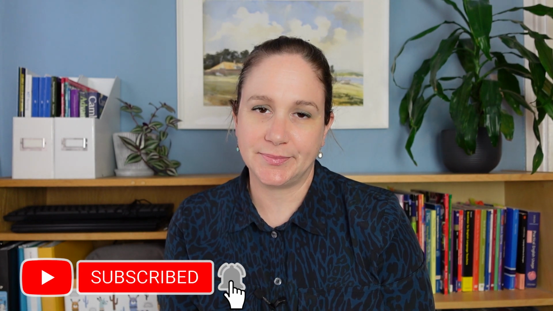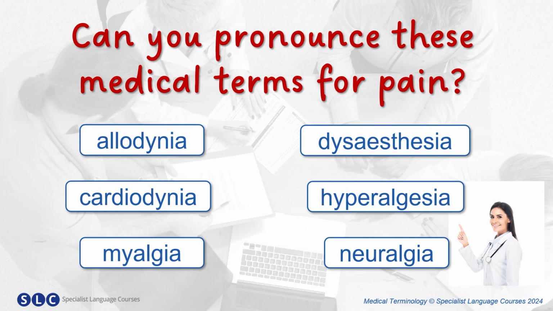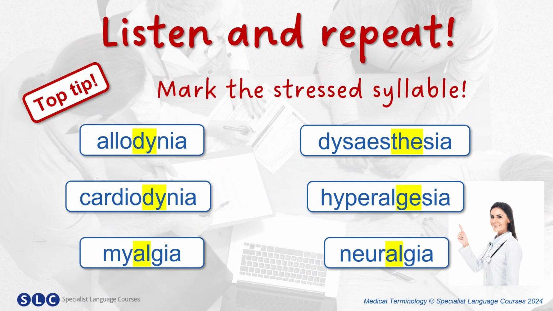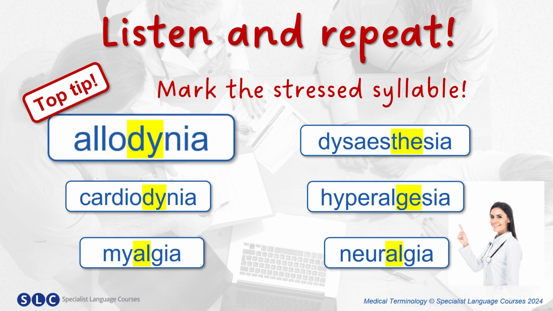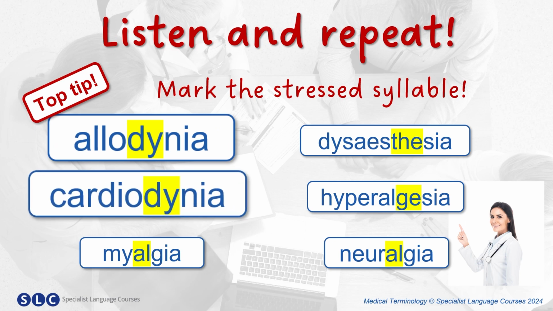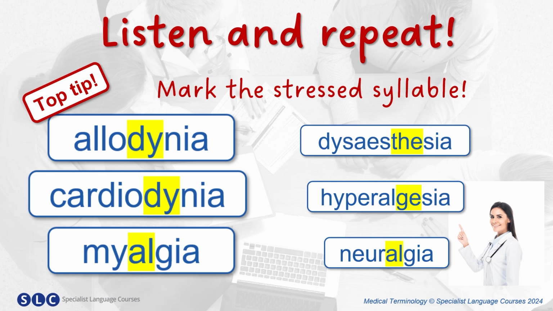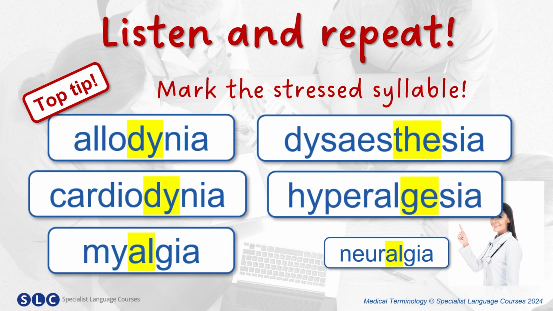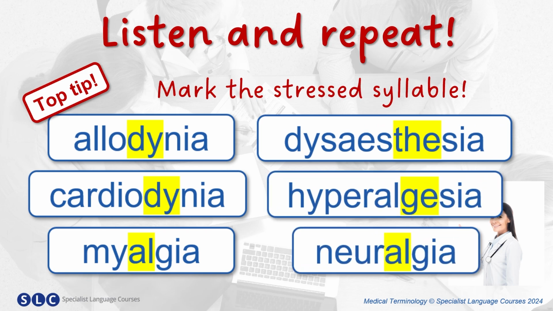And now let's take a look at the medical terms for pain. Can you pronounce these terms? It's a good idea to mark the stress syllable. Now let's practice. Listen and repeat. Copy the pronunciation. Allodynia. Cardiodynia. Myalgia. Dysesthesia. Hyperalgesia. Neuralgia.